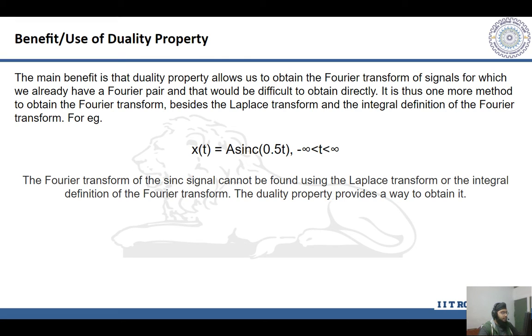take a function x of t equal to sinc of 0.5t. The Fourier transform of this signal cannot be found using the Laplace transform or the integral definition of the Fourier transform. Thus, the duality property provides a way to obtain it, as we talked about earlier.